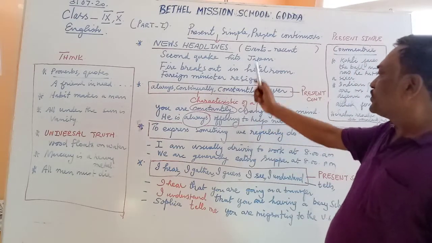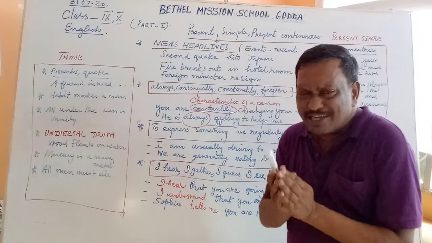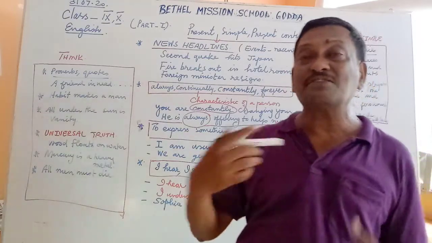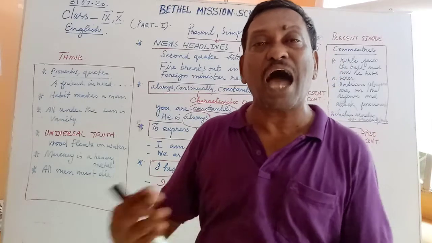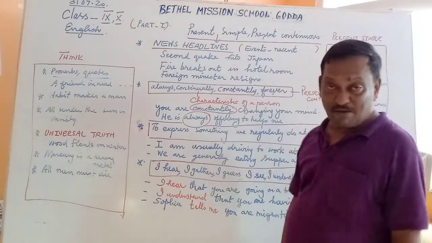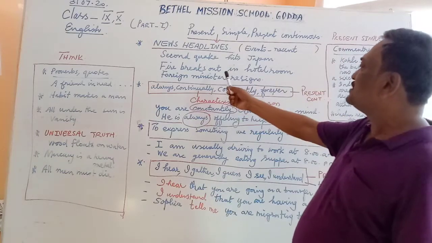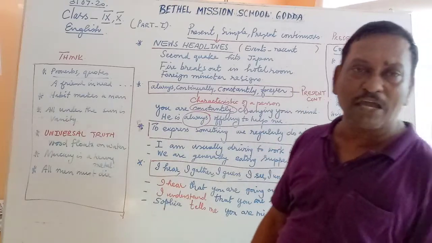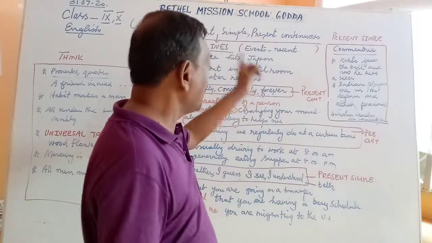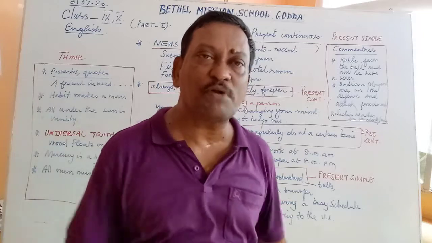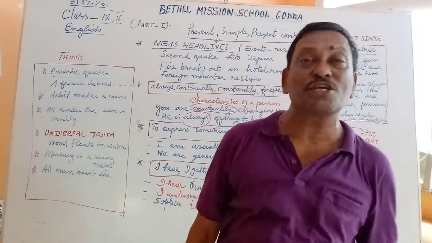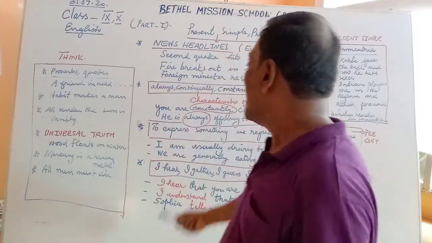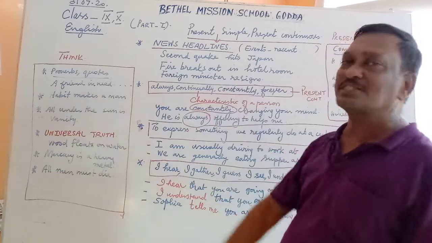Look at this. When something becomes characteristic of a person, I repeat, when something becomes characteristic of a person, when it becomes a habit of a particular person, then we use these adverbs of frequency. You are constantly changing your mind. So what does this sentence mean? It means that the person has the habit of constantly changing his mind. He's doing that again and again. He's repeatedly doing that. And therefore, I have used the word constantly.